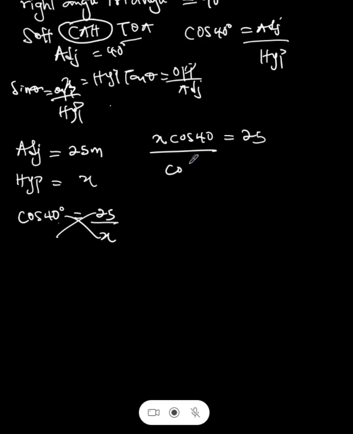Divide both sides by cos 40 so that we can have X. Divide both sides by cos 40, and then this one will go, so that our X is equal to 25 divided by cos 40. On the calculator, we have 25 divided by cos 40, and that is approximately 33 kilometers.